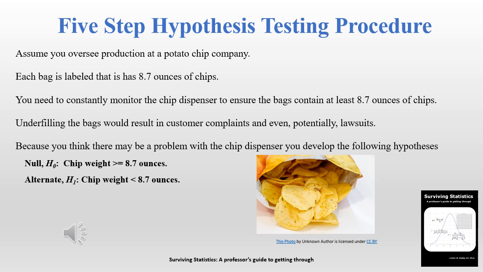So we might think that there's a problem with the chip dispenser, and so we're going to go ahead and do some testing, and we're going to put in a hypothesis of both a null and an alternate. So the null hypothesis would be that the chip weight is greater than or equal to 8.7 ounces. Remember, we're going to put in an extra chip or two. We have a little tolerance to do that. Not too many or we'll go out of business. The alternate, on the other hand, is that the chip weight in the bags is less than 8.7 ounces. Again, we designate the null with H sub 0 and the alternate with H sub 1.